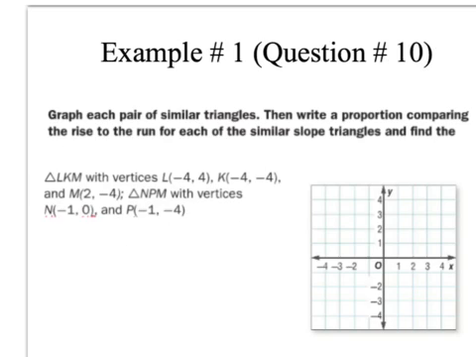Example number 1, which is question number 10 on page 567, says graph each pair of similar triangles, then write a proportion comparing the rise to the run for each of the similar slope triangles, and find the numeric value. That must have gotten cut off.